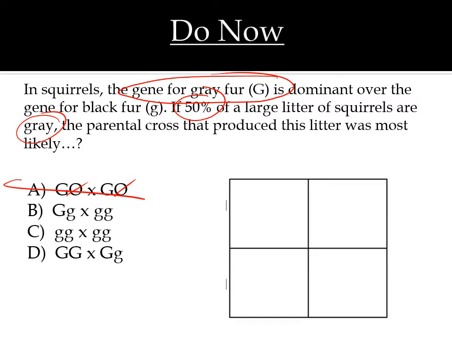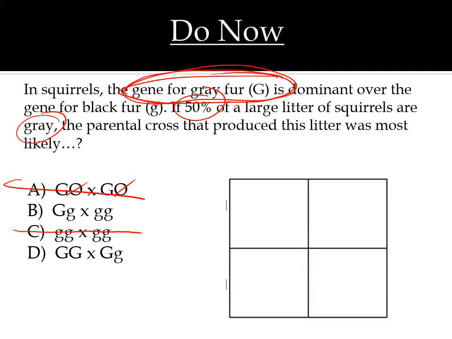Also, if I know that the squirrels I'm looking for are supposed to be gray, and again, we know from right here that gray is the big uppercase dominant allele, you have to have at least one uppercase allele somewhere, right? So I should be able to eliminate this choice right here. There are no alleles for gray fur, so it's not going to be able to do what I wanted. So now I'm left with two choices.